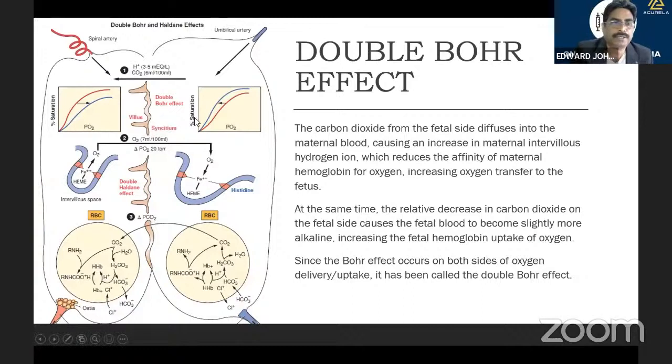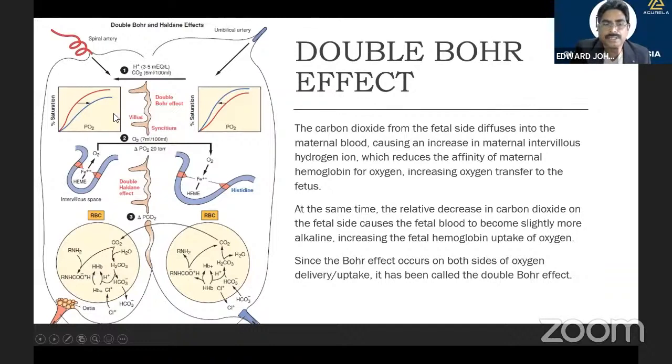I will simplify this. You remember, this is the placenta. This side is the adult hemoglobin. This side is the fetal hemoglobin. What happens? The fetus undergoes metabolism and releases carbon dioxide. So this carbon dioxide diffuses across the placenta and comes to the adult side. Here the adult hemoglobin is there. So the carbon dioxide increases and the pH decreases. That is, hydrogen ion increases.